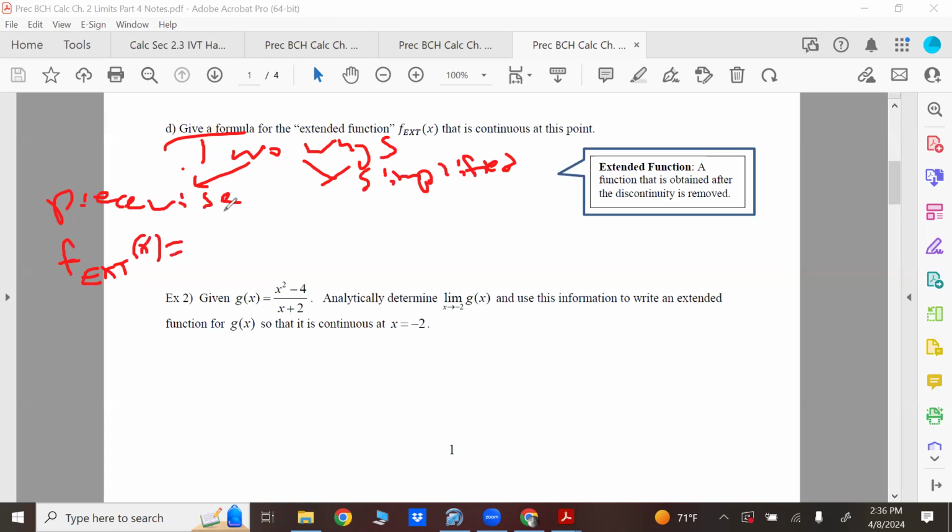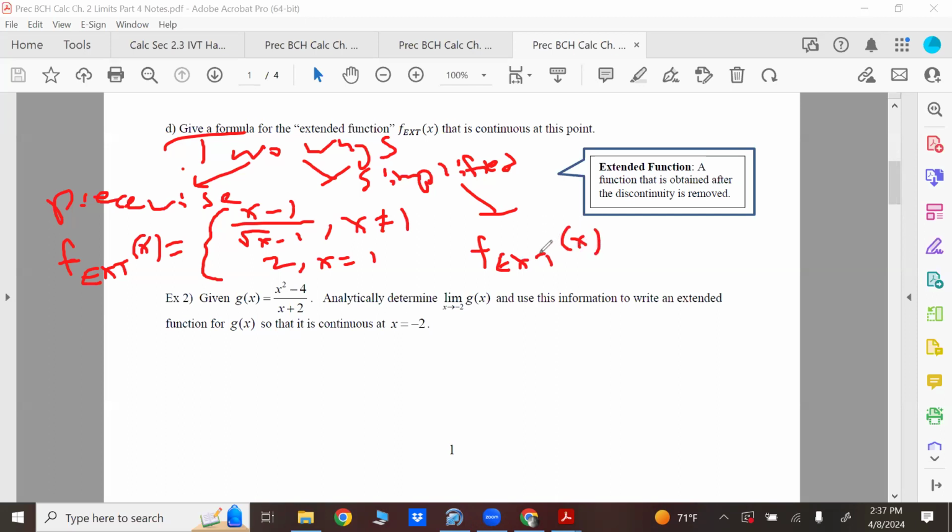If you write it as a piecewise, you write like this: x minus 1 over... This is true when x does not equal 1, or 2 when x equals 1. So what you do is you're filling in that hole. You're plugging it in. Or if you write it as a simplified function, you can just write like this: equals just root x plus 1.